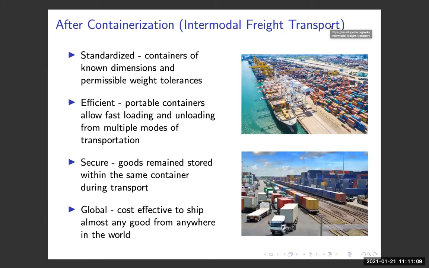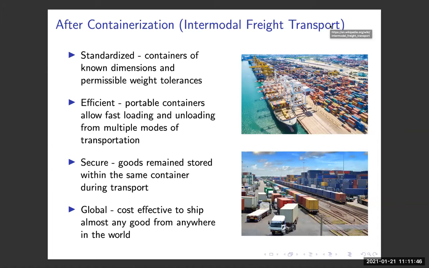But after containerization, you had this modern infrastructure created, essentially. You had a standardized shipping container that you knew the dimensions of. Everyone in the world basically has the same standard for what the size of a shipping container is, what the permissible weight tolerances are. This allows you to efficiently load and unload the containers, and they're more secure. Basically, you can send the container to the manufacturer. They can load whatever they want into the container that needs to get to the end customer.